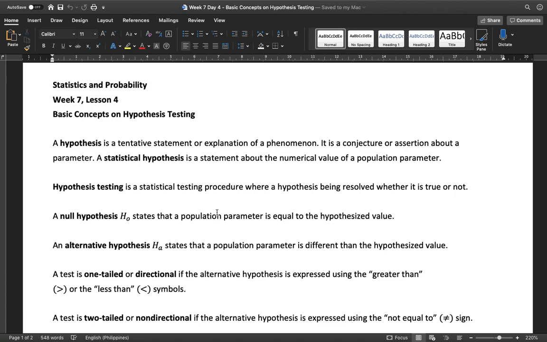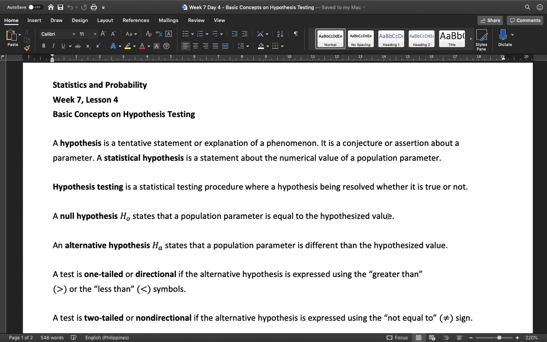So yun. Now, paano natin i-test kung totoo ba yung sinabi ko na ang average ng mga students sa statistics ay 80? Paano natin i-test yan? So, dun po papasok ang hypothesis testing. It is a statistical testing procedure where a hypothesis is being resolved whether it is true or not. Di ba meron tayong claim na sinasabi natin na itong bagay ito ay true. We hypothesize na yung average ng students ng stat ay 80.